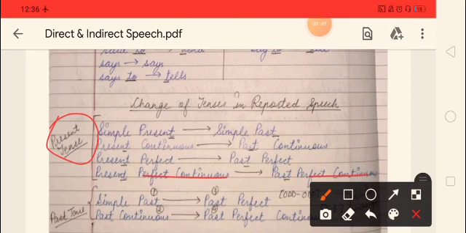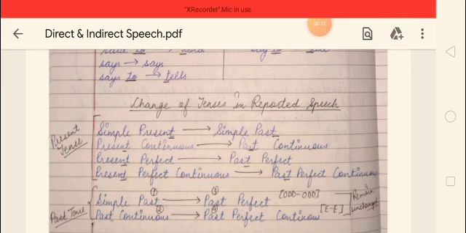Whatever type of present tense it is, it gets converted to the same type of its past one. Suppose if it is simple present, it gets converted to simple past. Present continuous is converted to past continuous. Present perfect is converted to past perfect, and present perfect continuous gets converted to past perfect continuous. Means जिस टाइप का भी आपका प्रेजेंट टेंस है वो उसी के पास्ट टेंस में जाकर के कन्वर्ट होगा.